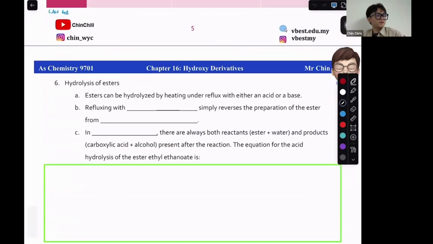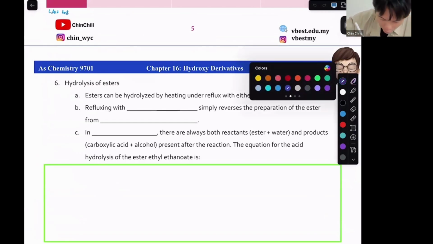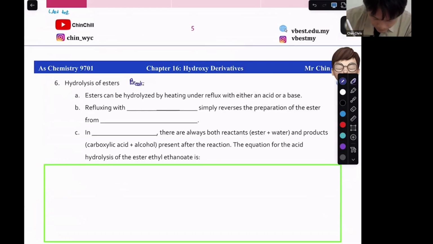Alright, guys, next what we have is a hydrolysis of ester. So, guys, what is hydrolysis? Right now, we are breaking down of ester. So, when you see the word hydrolysis, we are breaking down. Remember, breaking down. Okay, let's break down your ester. And guys, where are we breaking? It's always in between your ester linkage, C double bond O, O, in between them, this is where we are breaking.